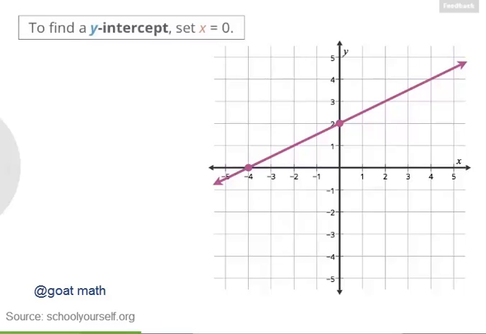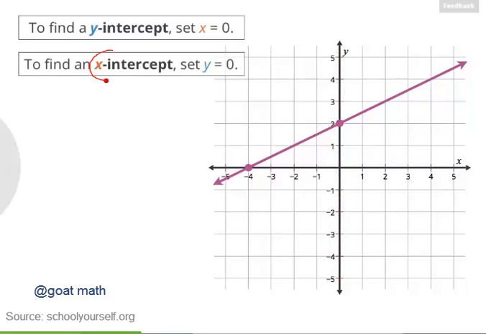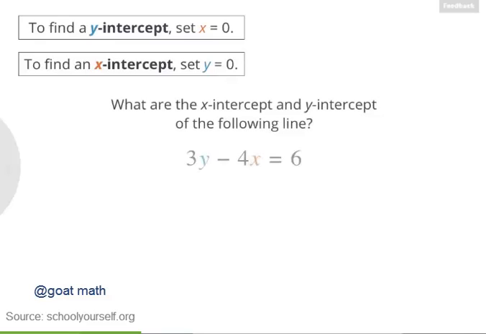So in general, to find an equation's y-intercept, you can set x equal to 0 and then solve for y. And that's because every point on the y-axis has an x-coordinate of 0. And similarly, to find an equation's x-intercept, you can set y equal to 0 and then solve for x. And that's because every point on the x-axis has a y-coordinate of 0. Try using these facts to calculate the x and y-intercepts for this equation here, 3y minus 4x equals 6.